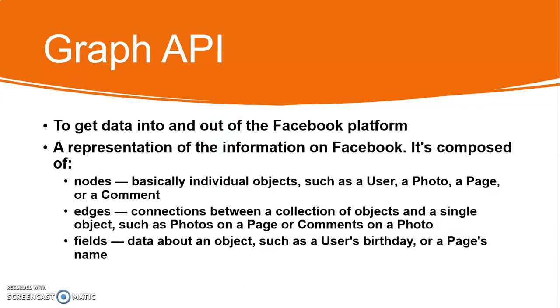And next is about the Graph API. Graph API is a Facebook platform to get data into and out of Facebook. We can say it is a representation of the information on Facebook, and it is composed of nodes, edges, and fields. A node is an individual object such as a user, photo, or page, and an edge is the connection between a collection of objects and a single object.